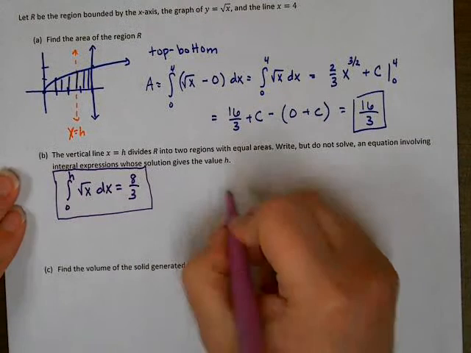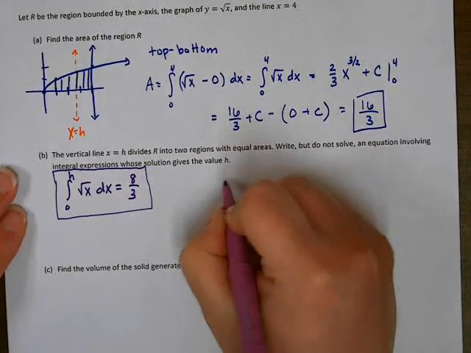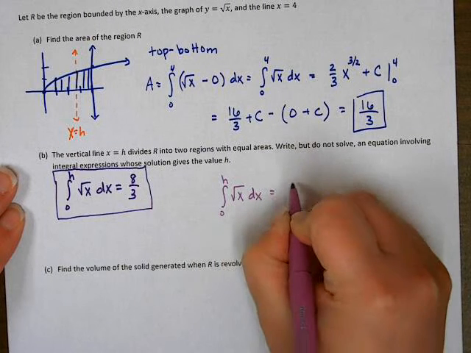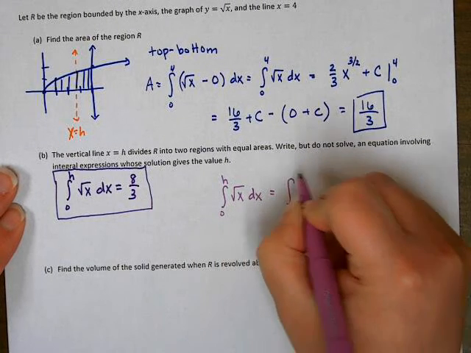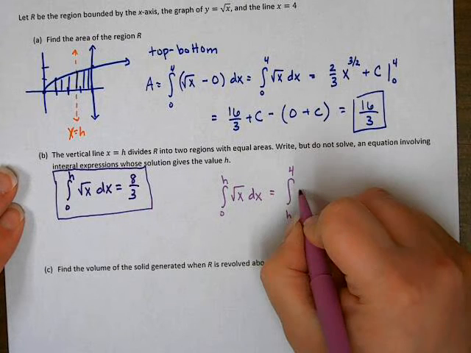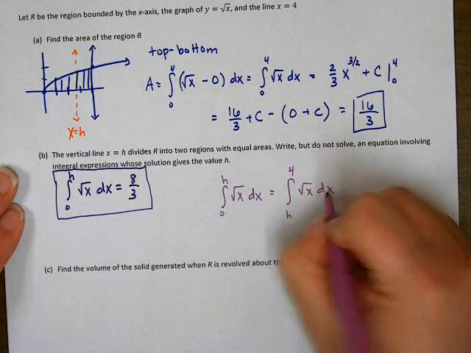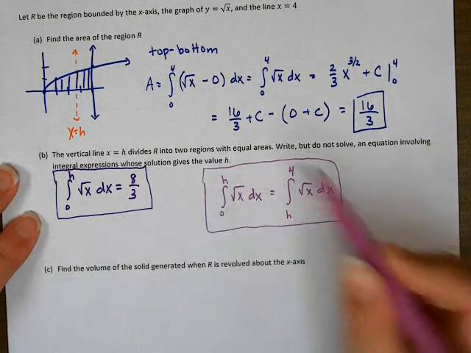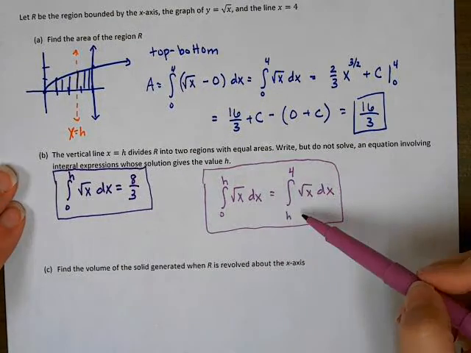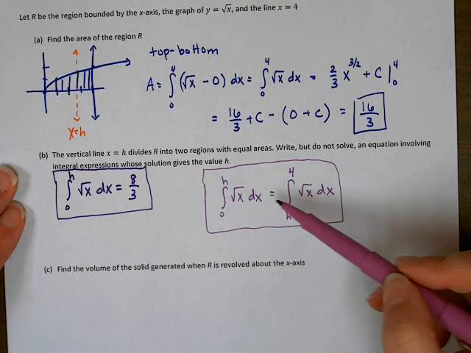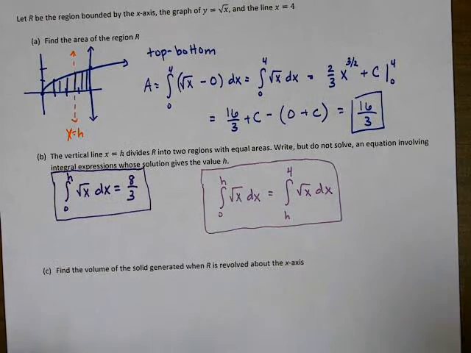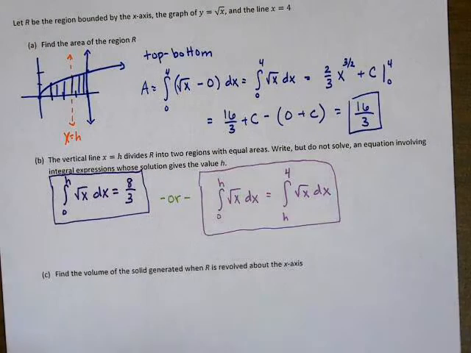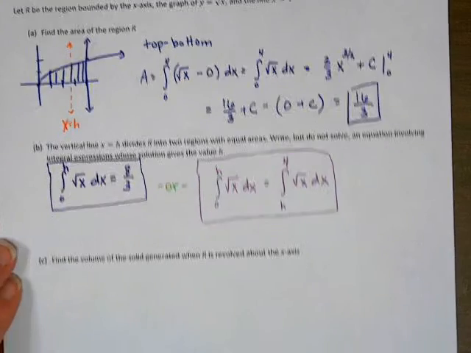is we could say that the integral from 0 to h of the square root of x dx is equal to the integral from h to 4 of the square root of x dx. So again, we're just saying if we go from 0 to h and from h to 4, those two areas are equal to each other. You do not have to write both of these on the AP exam, but I want you to recognize that both of them are valid options, okay?